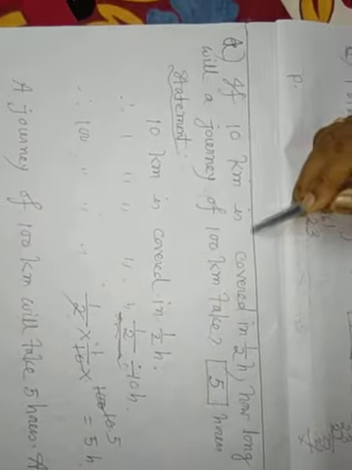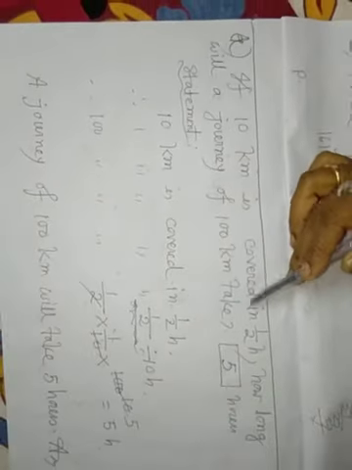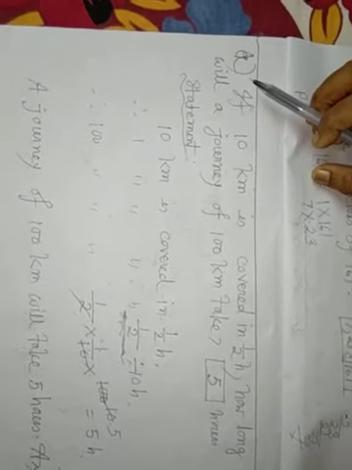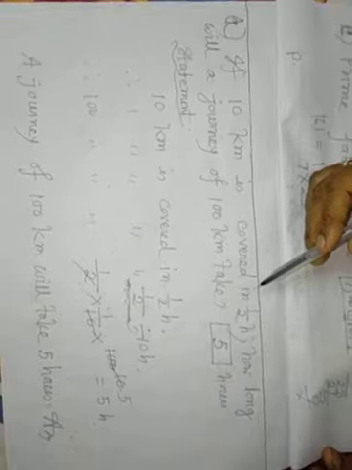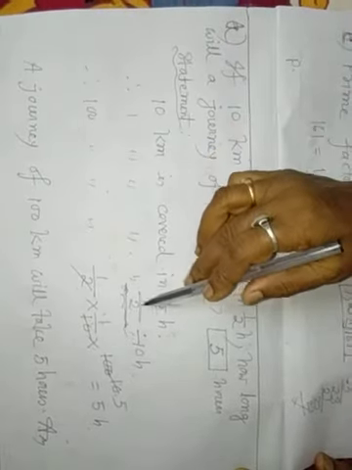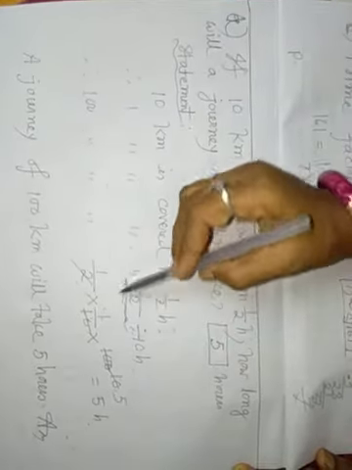D. If 10 kilometer is covered in 1 by 2 hours, how long will a journey of 100 kilometer take? If we go 10 kilometer, it is covered in 1 by 2 hours. Then 100 kilometer, how much time will we take? So 10 kilometer is covered in 1 by 2 hours, 1 kilometer is covered in 1 by 2 divided by 10 hours.